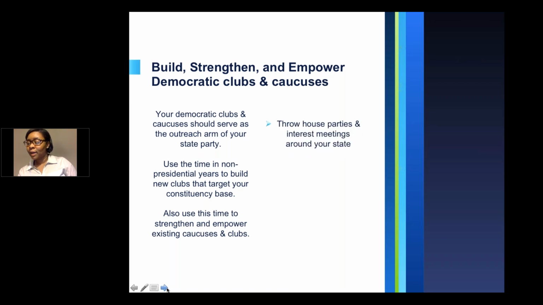And you can do this by a number of things. First, by throwing house parties and interest meetings around the state. You can organize planning workshops and retreats. In these workshops and retreats, we can come out of it with outreach plans to help us engage our base. And you should invite out-of-state speakers and trainers to events that can engage some of these key groups.